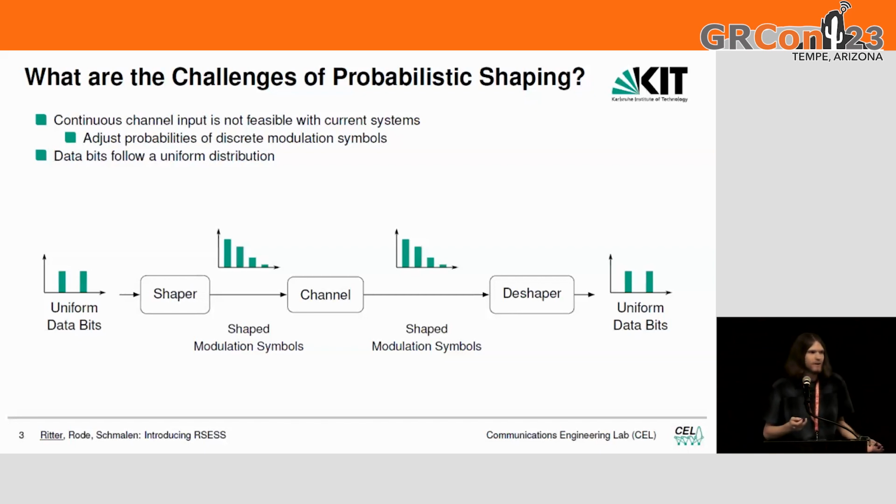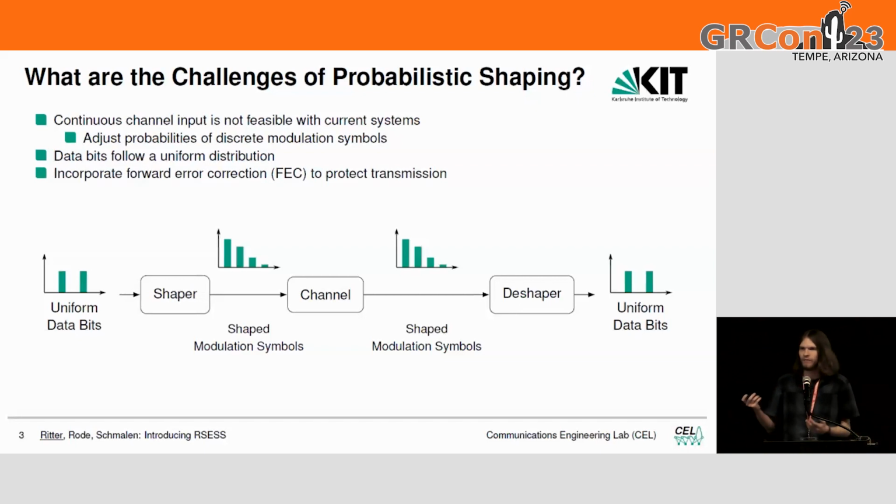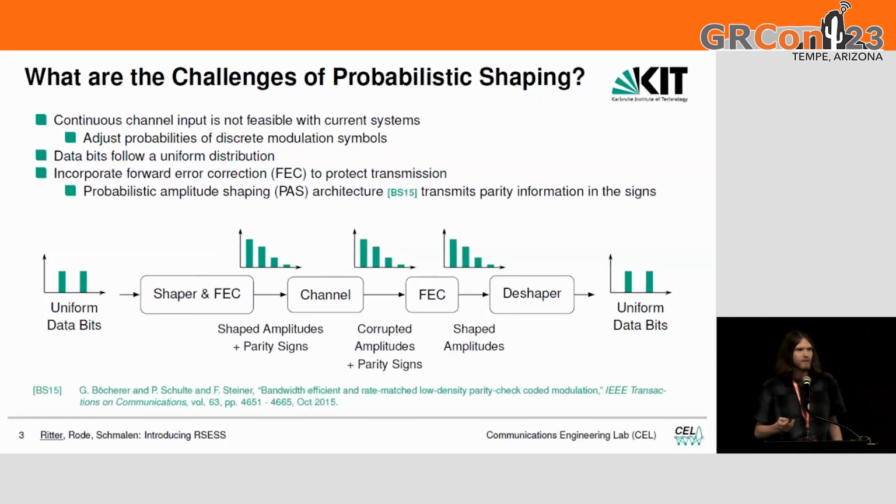Next, of course, our channel will never be as friendly as in the picture. We'll always have errors, so we have to use forward error correction. This was solved in 2015 by Böcherer and Schulte with probabilistic amplitude shaping. In essence, this uses the signs of the modulation symbols to transmit parity information.